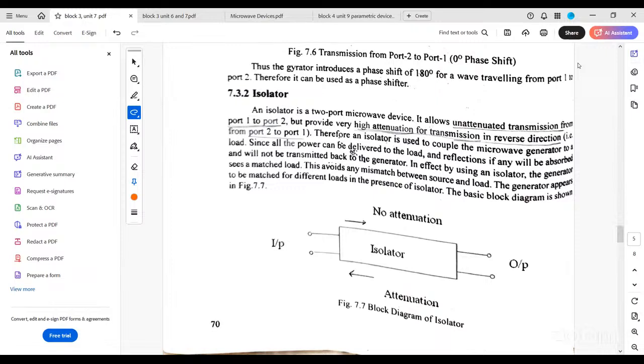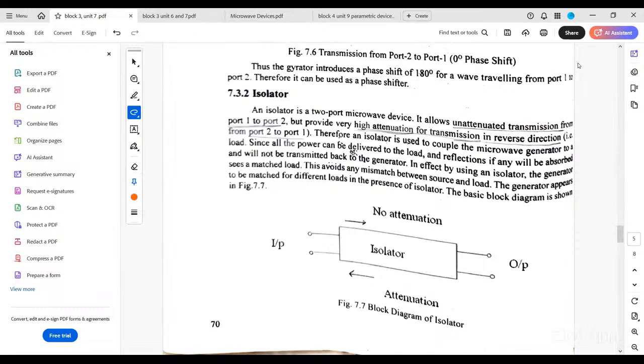And now you see, no attenuation means what? Whatever input signal is there, the same signal is coming across the output. No attenuation. No signal is decreasing. Signal strength is not decreased. Whatever you have across the input, the same thing you are getting across the output. But when you go from the output to the input side, there is attenuation. Output to input, there is attenuation.